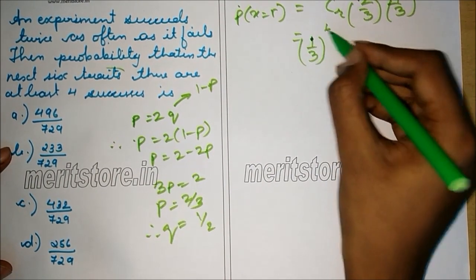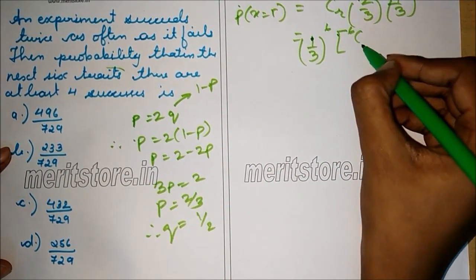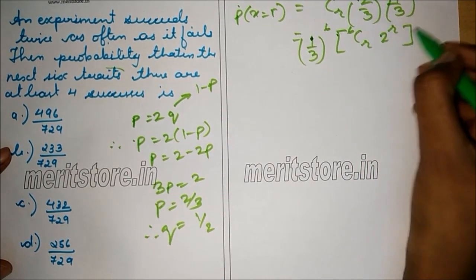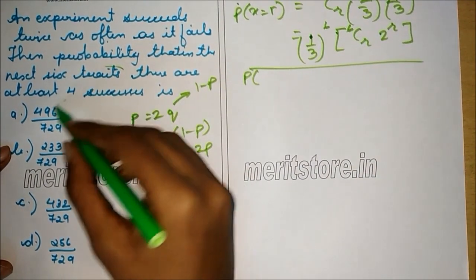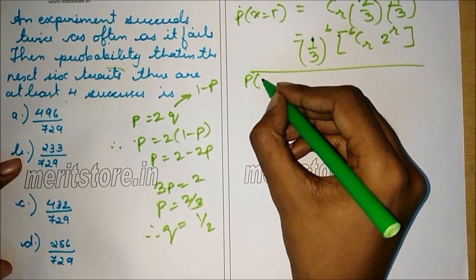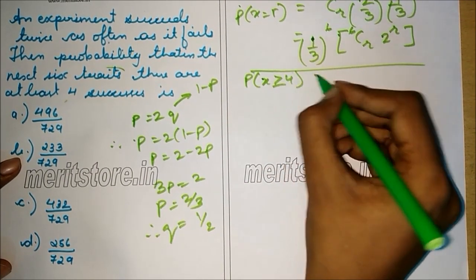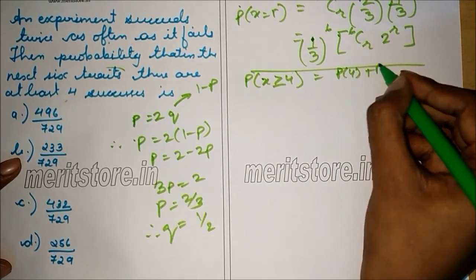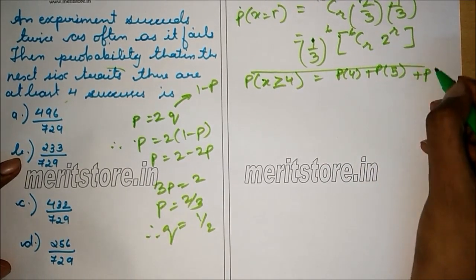which is equal to 1 by 3 raised to 6 into 6Cr into 2 raised to r. So probability that there are at least 4 successes, this is equal to X greater than or equal to 4, which is equal to P of 4 plus P of 5 plus P of 6.